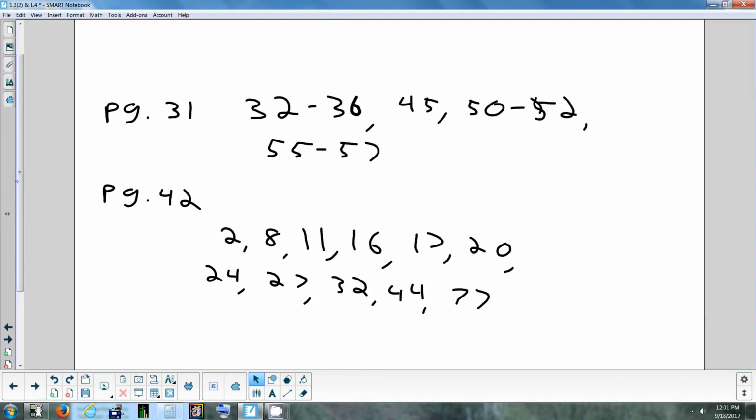All right, so the homework tonight, a little bit on the first part we did with the functions, and then on the second part, page 42, that's the stuff with slope, y-intercept, things like that. So on page 31, it says 32 to 36, 45, 50 to 52, and 55 to 57. And then page 42, it's 2, 8, 11, 16, 17, 20, 24, 27, and 32, 44, 77.